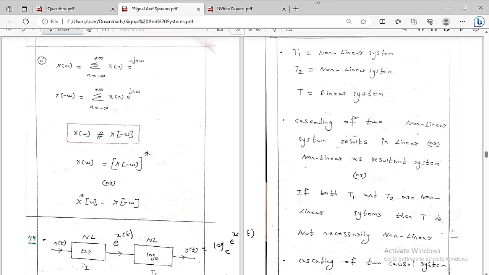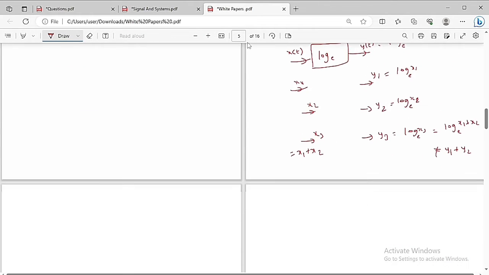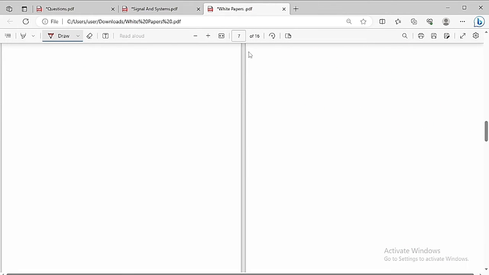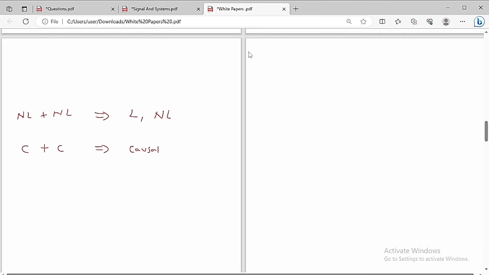This point you always have to keep in your mind. Let me write this point here. Whenever we cascade two non-linear systems, the resultant can be either a linear system or a non-linear system also. Similarly, if you cascade two causal systems, the resultant is always a causal system only. This point you always have to keep in your mind. Whenever you cascade two non-linear systems, the resultant can be either a linear or non-linear system. Similarly, whenever you cascade two causal systems, the resultant is always a causal system.